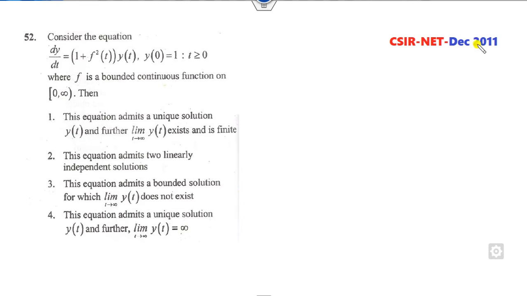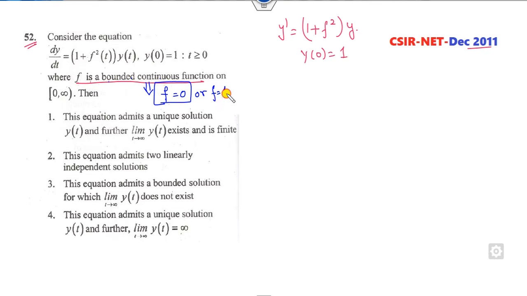Okay, next one is December 11. There's only one correct option. Consider the differential equation y dash equals 1 plus f square y. The condition is y of 0 is my 1. f is bounded and continuous. Since there is no more condition given to you, consider any function which is bounded as well as continuous, a constant function. f of 0, or you can take f of 1, is a constant function, bounded as well as continuous.